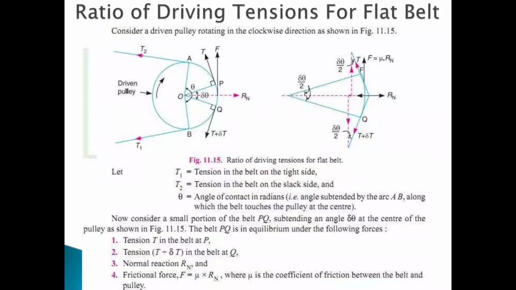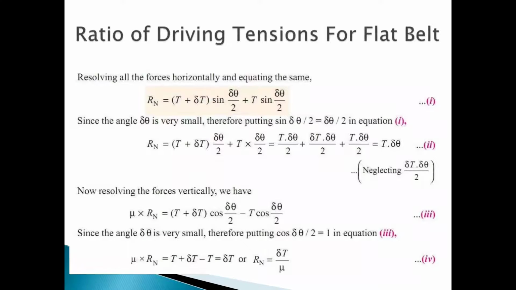Normal reaction Rn, frictional force F is equal to mu Rn, where mu is the coefficient of friction between the belt and pulley. Ratio of driving tension for flat belt: resolving all forces horizontally and equating the same, you will get the equation Rn is equal to (T plus dT) sine d theta by 2 plus T sine d theta by 2. This is equation number one.